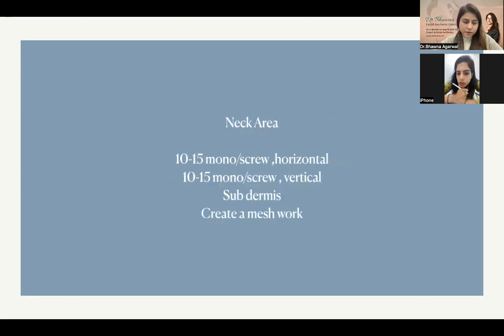Okay. So then there is the neck area. In the neck, we usually treat the pre-jowl or double chin. They create a tightening effect. You can use mono threads and mono screw threads. By creating a meshwork, you can tighten the jaw, the submental area or the double chin. Okay.